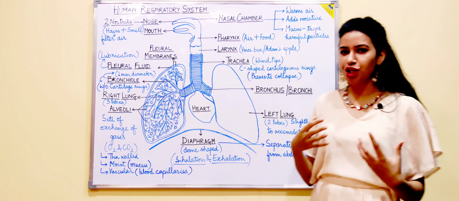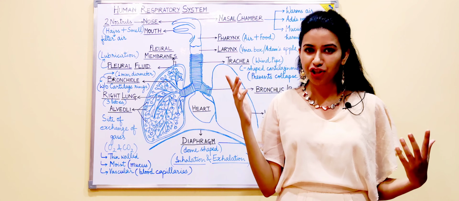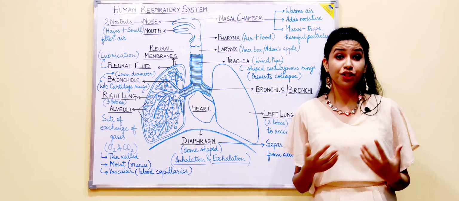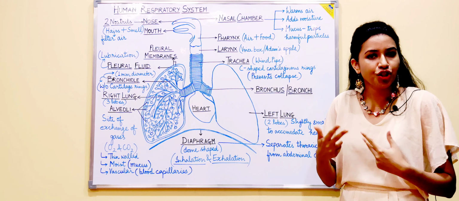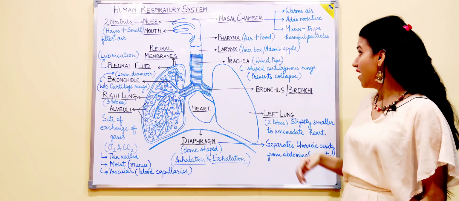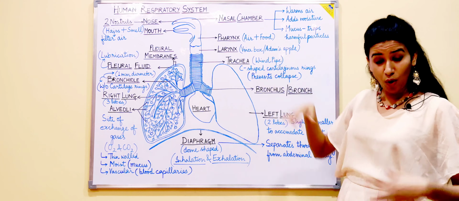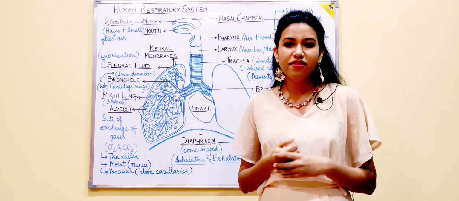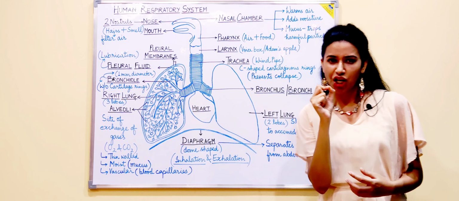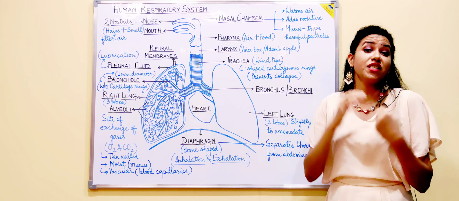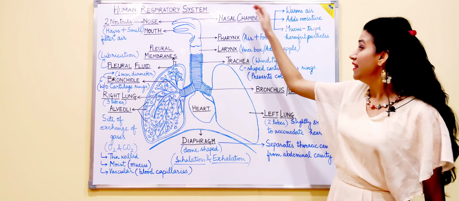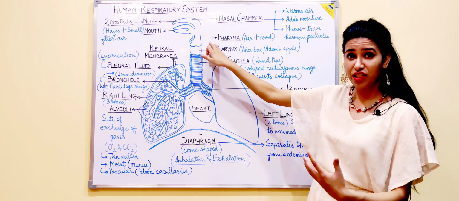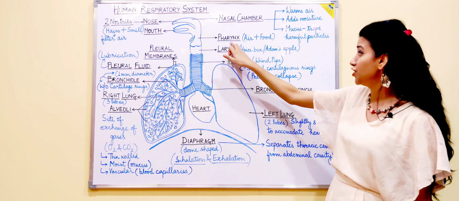It also adds moisture because there is mucus present in the nasal chamber. There are specialized goblet cells that secrete mucus. This mucus moistens the air, and in addition it helps in trapping dust particles because it is sticky. If there are any dust particles, they get stuck to the mucus in the nasal chamber itself. Then next, the air moves down and enters the next part, which is the pharynx.